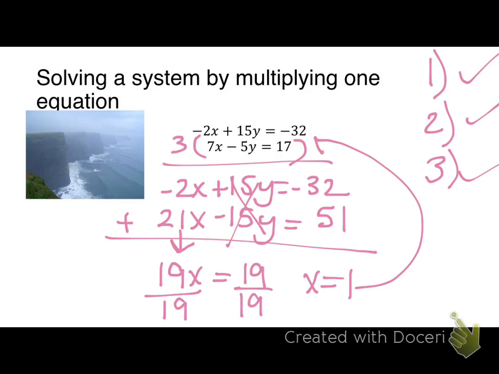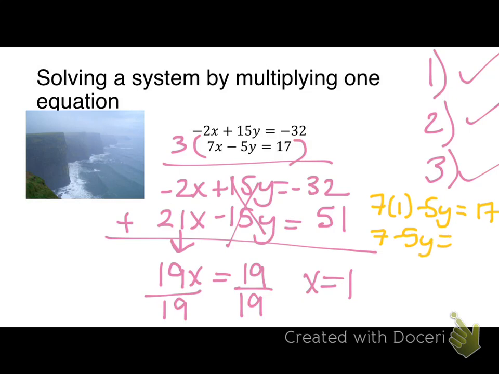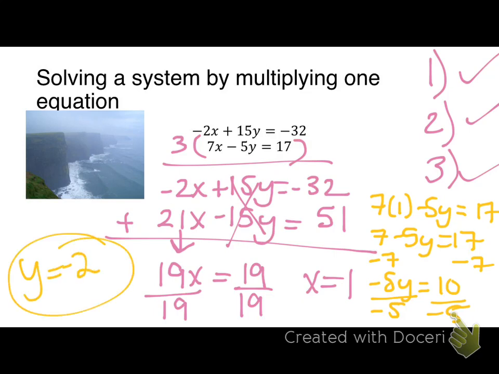Okay, now we've got to plug it into one of our original equations to find y. So let's plug it into the bottom one. 7 times 1 minus 5y equals 17. 7 minus 5y equals 17. Negative 5y equals 10. So my y should equal negative 2. So if I plug those in, they should be equal to each other.